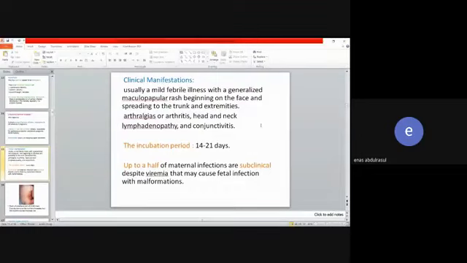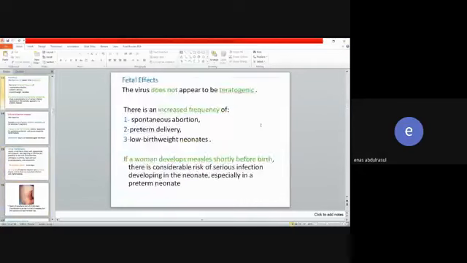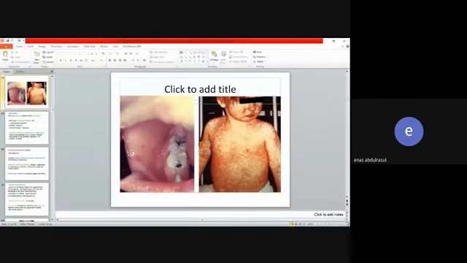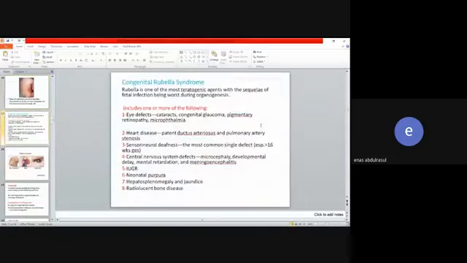Here there is an important note: despite half of maternal infections being subclinical, the presence of viremia in the blood may cause fetal infection with malformations. Okay, in this figure see the characteristic of the rash of rubella. As you can see, it resembles the rash of measles, maculopapular and distributed over all of the body, but less intensely red. If we go back to the slide on measles rash, see how its color is. Okay. What about congenital rubella syndrome?